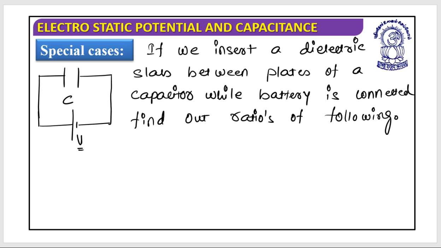And when they say that they want to insert a dielectric slab, that means they are going to completely insert this, something like this. So this is the requirement: if we insert a dielectric slab between plates of a capacitor while battery is still connected, at that point of time we require the ratio of the following. Battery is connected and capacitor is being charged, and let's say it is completely charged. Now we need to discuss certain ratios. Now which are the ratios?